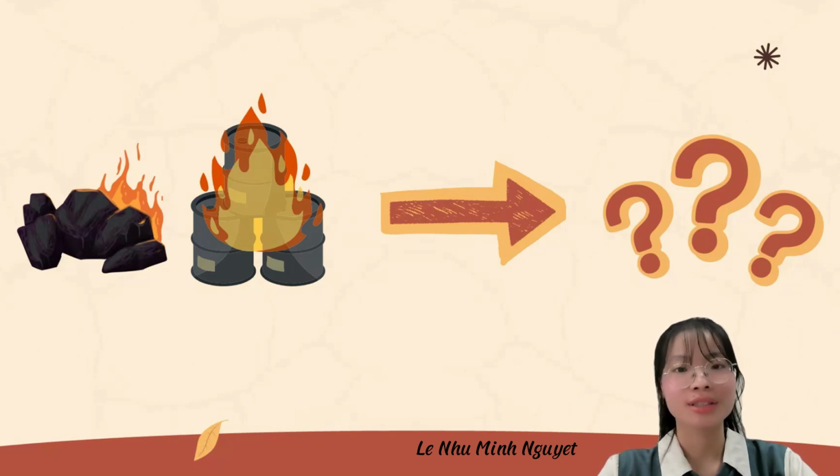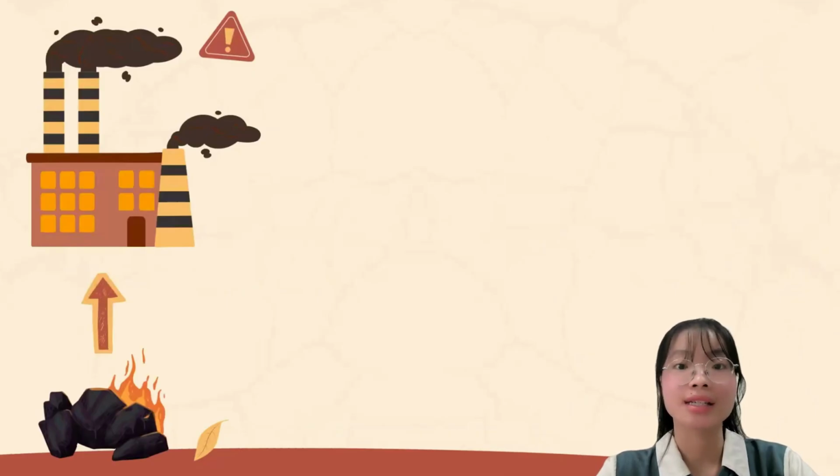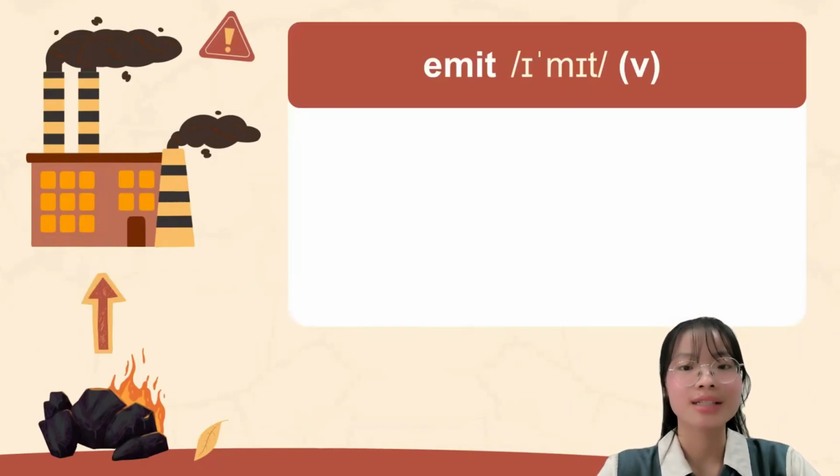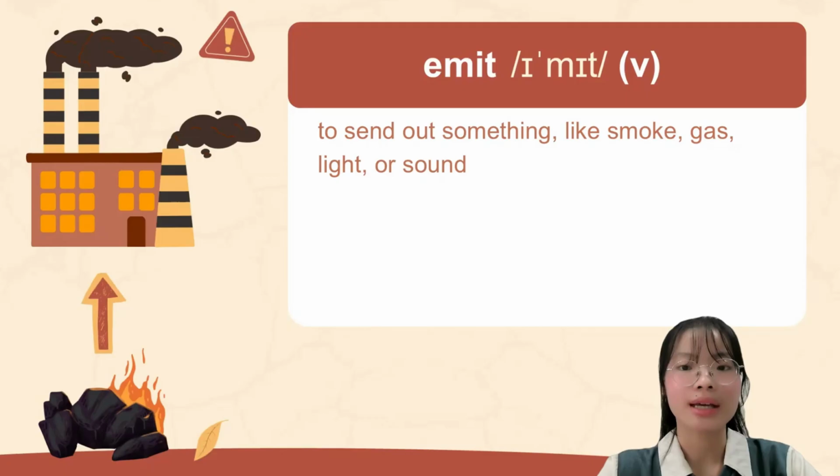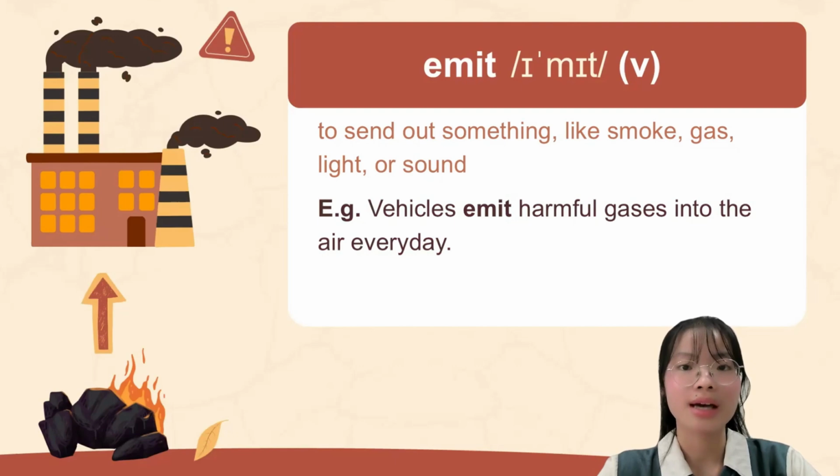So, what happens when factories burn fossil fuel to run machinery? Let's look at this picture. You can see the dark smoke coming out of the factories, right? So, the factory releases smoke into the air. Or we can say factories emit smoke into the air. Okay, class, repeat after me. Emit. So, emit means to send out something like smoke, gas, light, or sound. For example, vehicles emit harmful gases into the air every day. The smoke, gas, light, or sound that is released can be called emission.